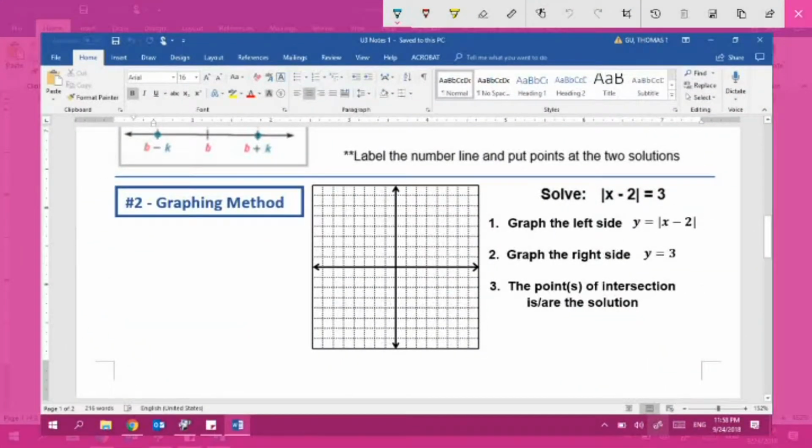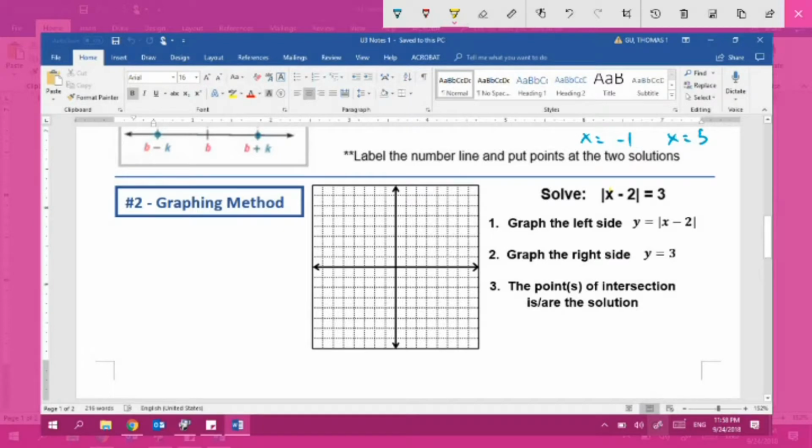All right, next, let's do the graphing method. This is the graphing method. So look, we got the little steps over here. This is the exact same equation. We're going to see if we get the exact same answers. Remember, we had x equals negative 1 and we had x equals positive 5. So let's see if we get the same answers using the graphing method. Spoiler, we are.